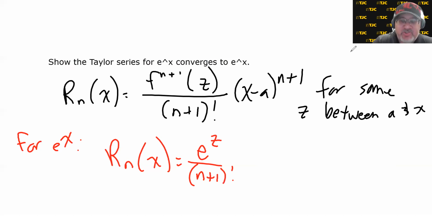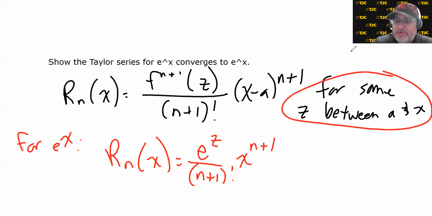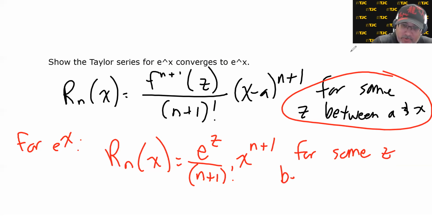And our series was centered at 0 because it was a Maclaurin series. So instead of x minus a, it's just x. So we know that the remainder looks like that for some z between a and x, except in this case, it's for some z between 0 and x.